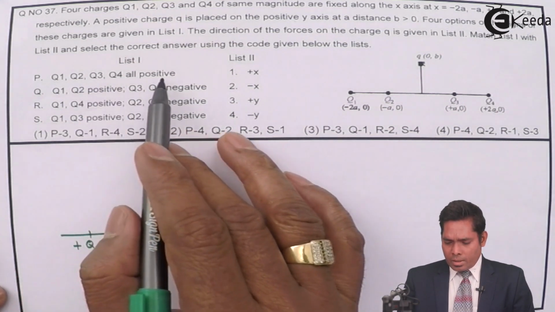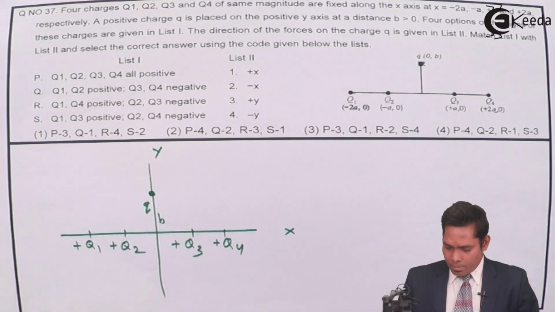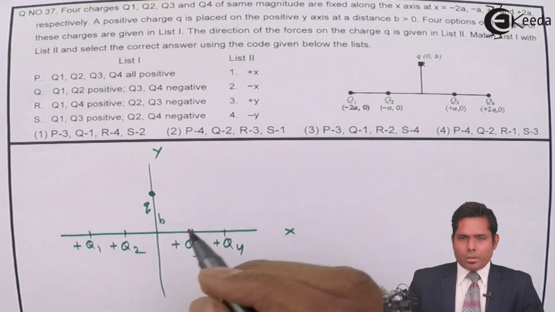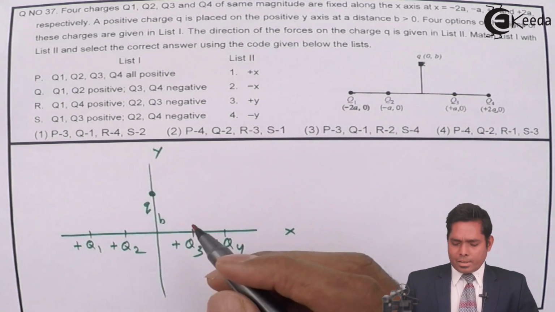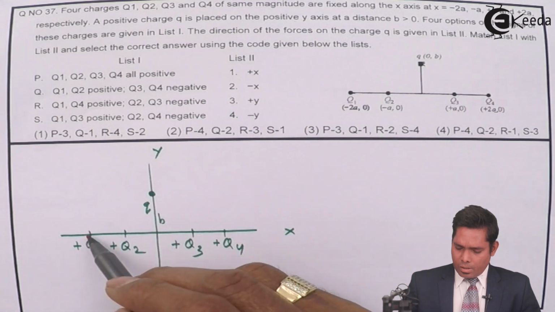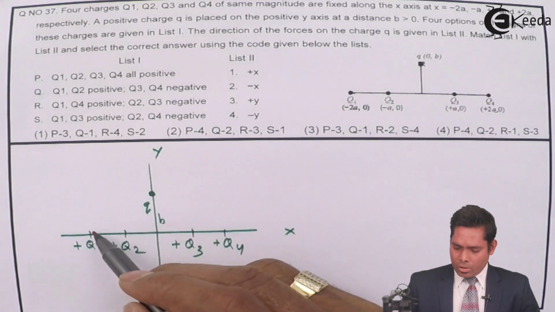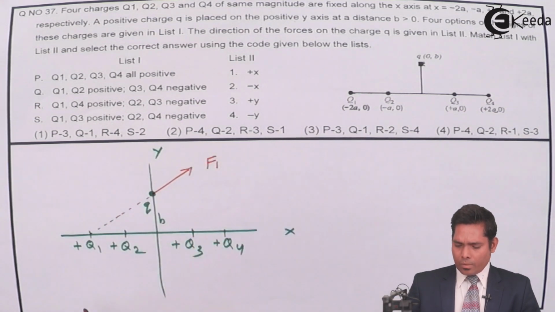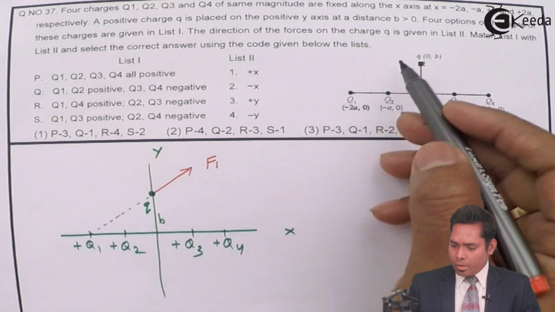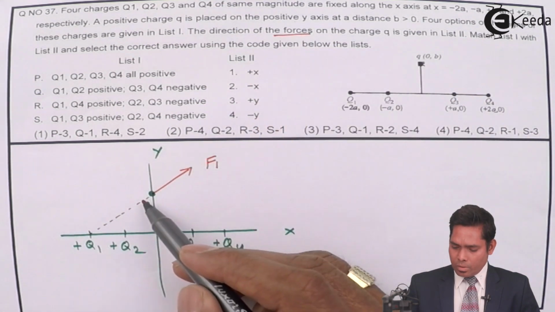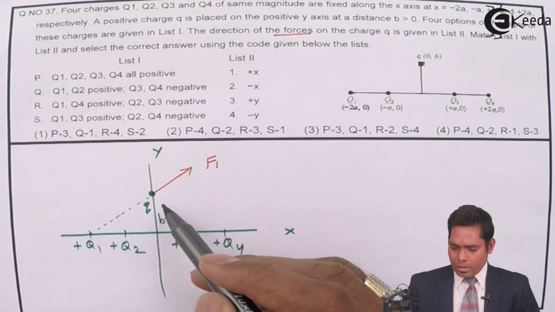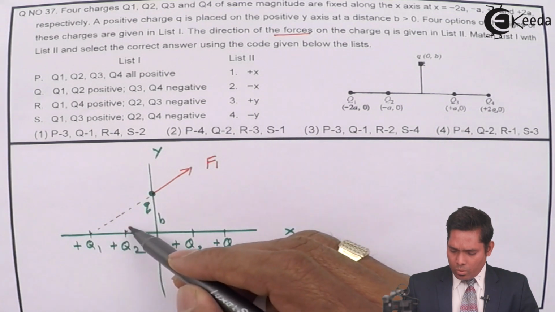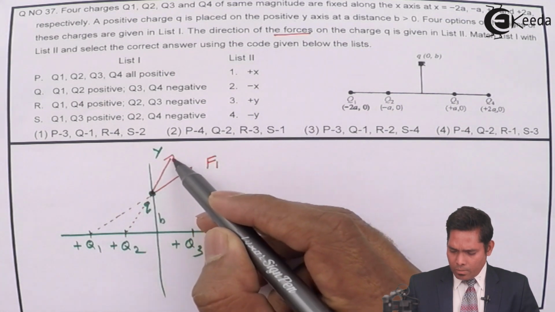Now it says that all charges are positive. Then what will happen? If all charges are positive, each will repel the charge Q. This is force F1, say. We have to find the direction of forces. Due to charge 1 the force will be in this direction, and due to charge 2 the force will be in this direction.